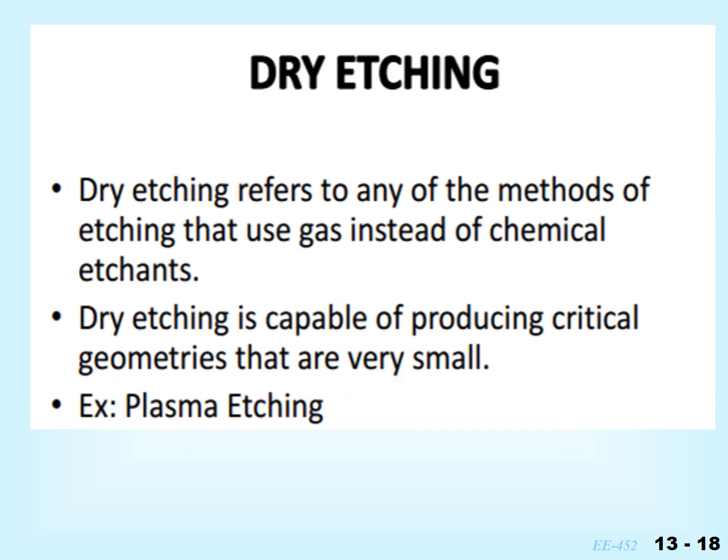Whereas dry etching uses alternate methods such as gases instead of chemicals or liquids, and it is useful for critical geometries. That means very small areas can be etched very cleanly in the dry etching process, and plasma etching is one example of a dry etching process.